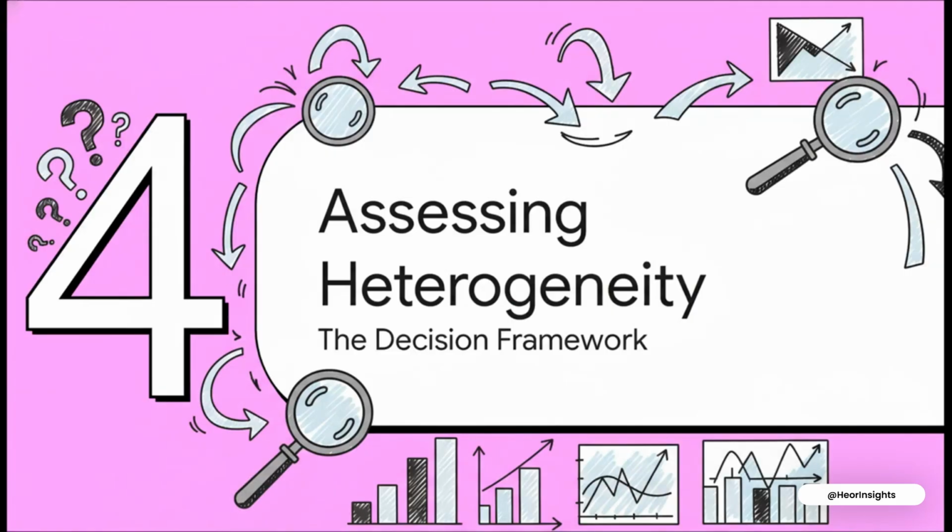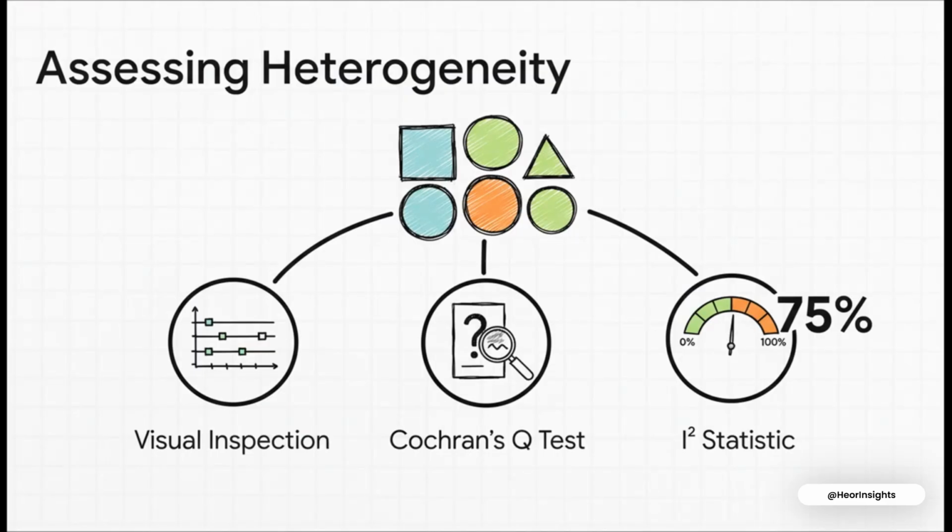Before you can even choose a model, you have to do your homework. An analyst needs to formally assess something called heterogeneity. In simple terms, that's just the degree of statistical disagreement between the studies you're including. You can assess heterogeneity in a few ways. You can do a visual check just by looking at the overlap of confidence intervals on a forest plot. Or you can get more quantitative with statistical tests. There's Cochrane's Q, and maybe more commonly, the I-squared statistic, which tells you the percentage of variation that's likely due to real differences between studies, not just chance.